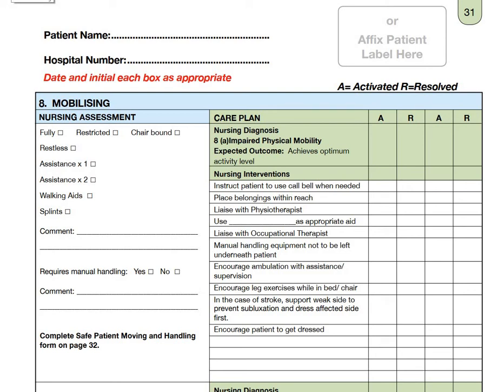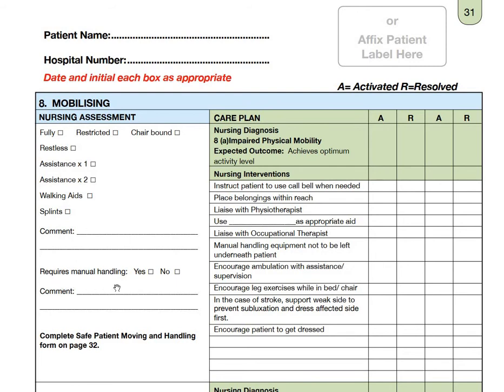This is ADL number 8, Mobilising, and it begins on page 31 of the nursing document. So we go to our assessment first and we tick whichever applies to our patient. Is our patient fully mobile, restricted, chair-bound, restless? Do they require assistance of 1, assistance of 2? Do they require walking aids? Do they wear splints? And we can document our comment there.